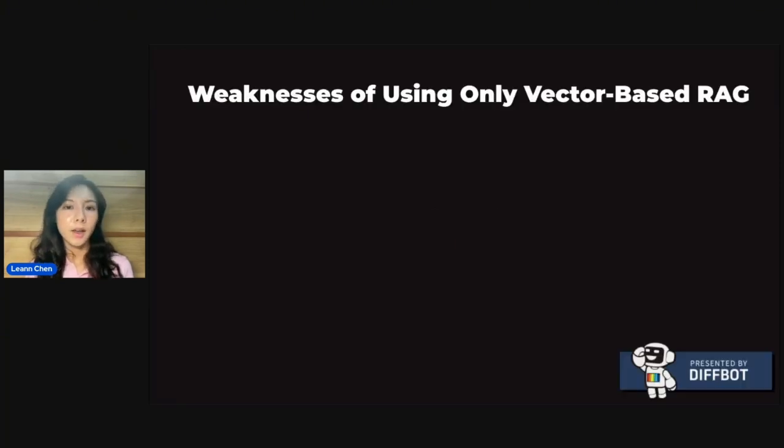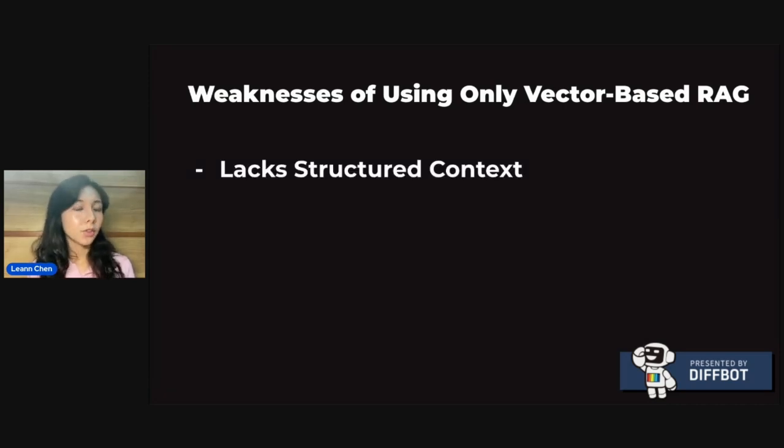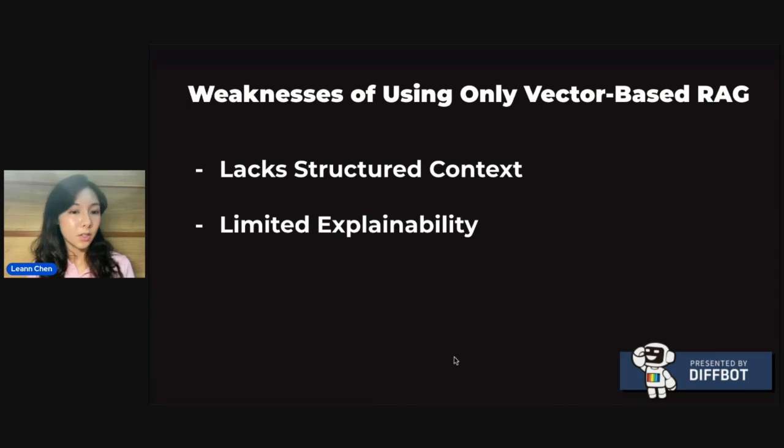The first one is, if we only use vector-based RAG, what are some of the weaknesses? The first challenge is the lack of structured context, because in a vector-based system, there are no explicit relationships between entities as we saw in the knowledge graph-based RAG system. And the second is limited explainability. If you still remember in our demo, in our vector-only mode, when we further inspect the context data, we only get a huge chunk of text, which means how relevant the answer is to our question is entirely determined by language models.